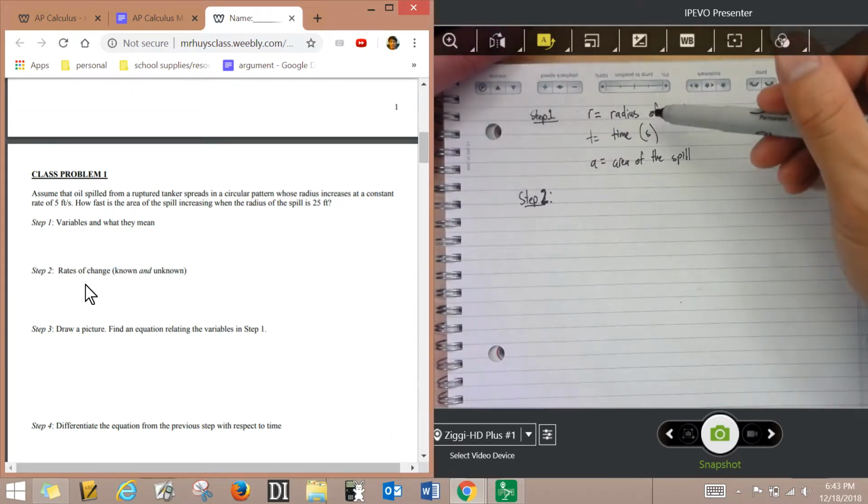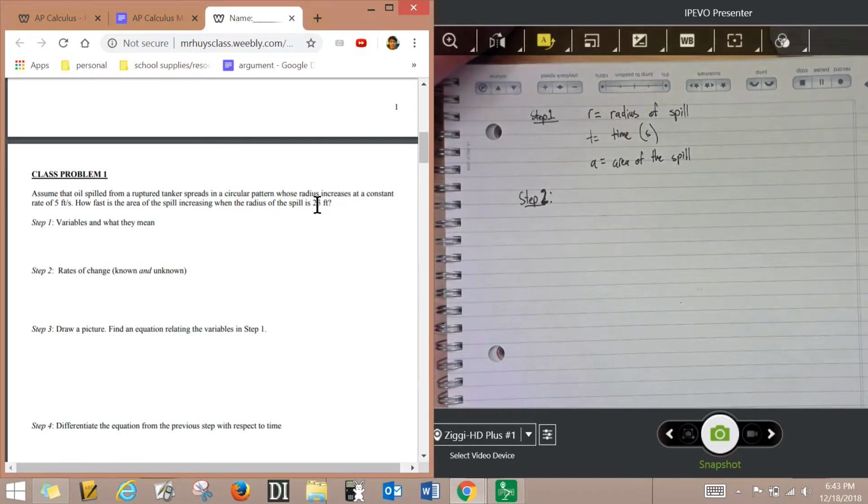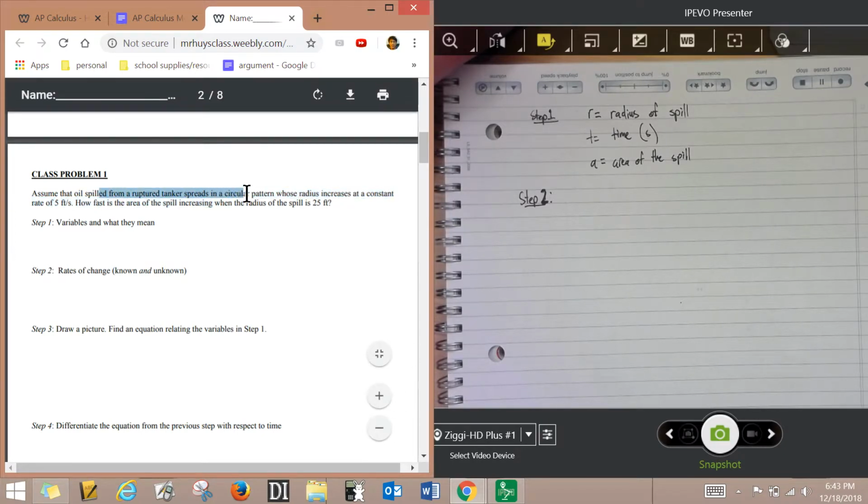So let's take a look here back in the handout. Let's see if there's any rates of change or things that are changing at a certain rate. Okay, assume that the oil spilled from a ruptured tanker and it spreads in a circular pattern. That doesn't really tell me any rates of change. I think you guys already might see it.